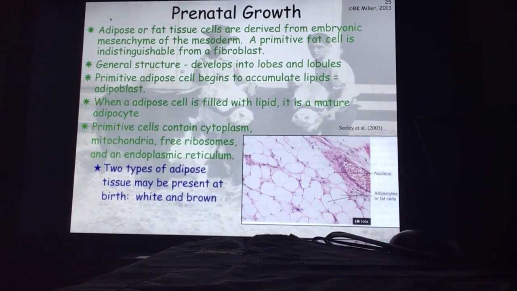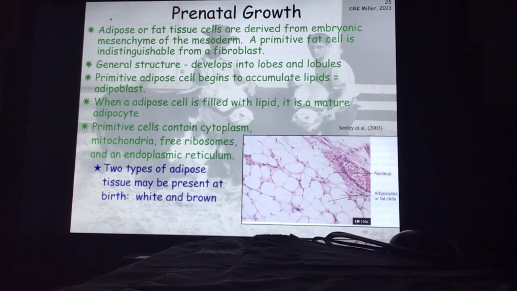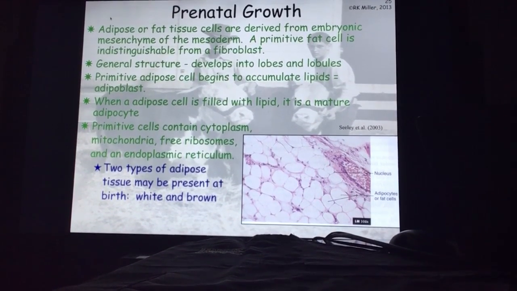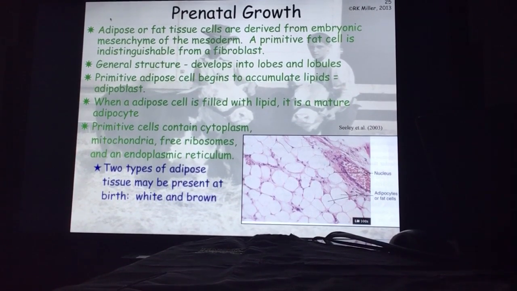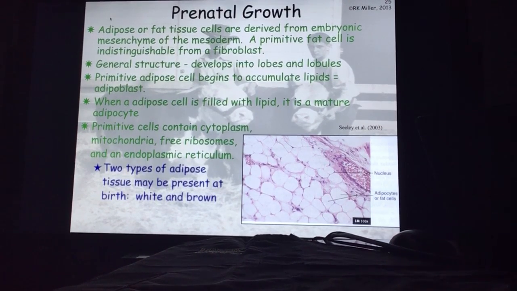Adipose cells are derived from mesenchymal cells, embryonic mesenchymal cells that are part of the mesoderm. That's when you have gastrulation in the embryo. The mesoderm is the middle cell layer where muscle cells develop, but also mesenchymal cells. Mesenchymal cells can then differentiate either into fibroblasts, which are going to be the extracellular material for connective tissue, or an adipoblast.